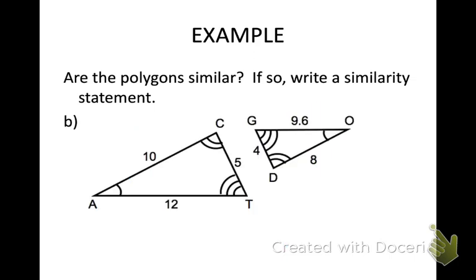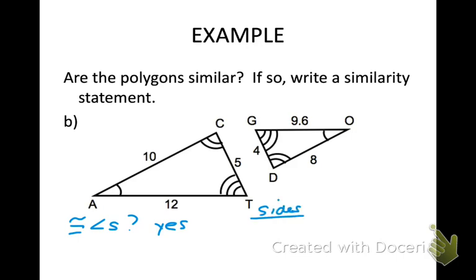All right, for B, are the polygons similar? If so, write a similarity statement. So again, the first thing we need to check is, do we have congruent angles? Yes, I have a single arc, double arc, triple arc, triple arc. So now we've got to do the sides.